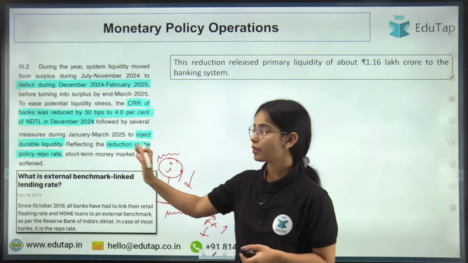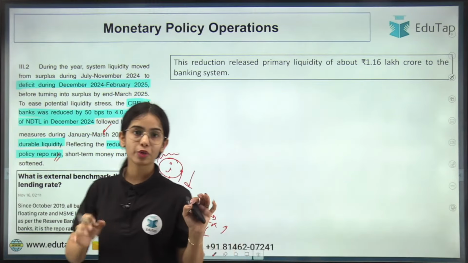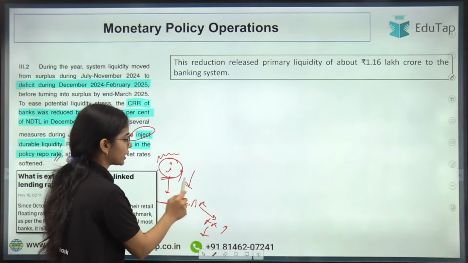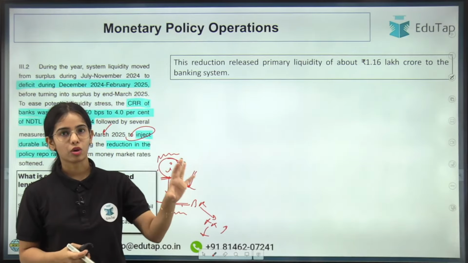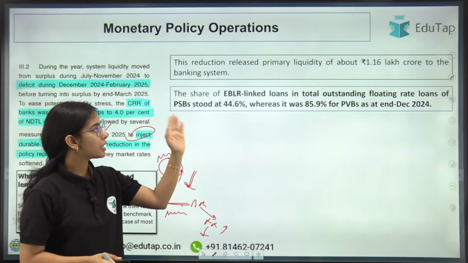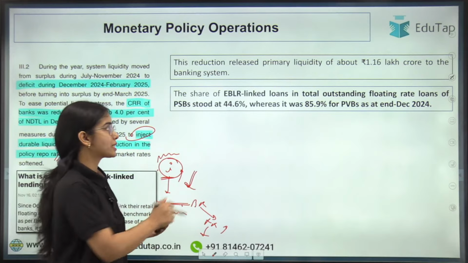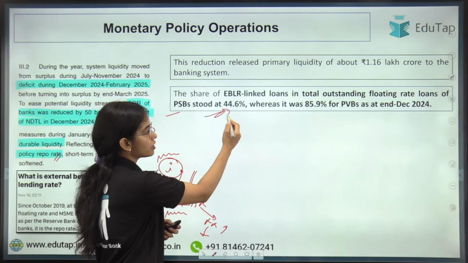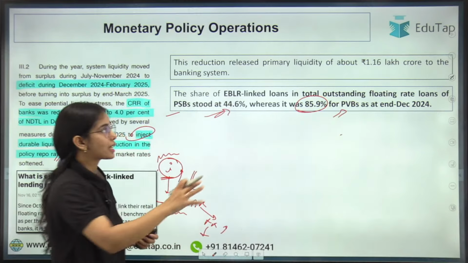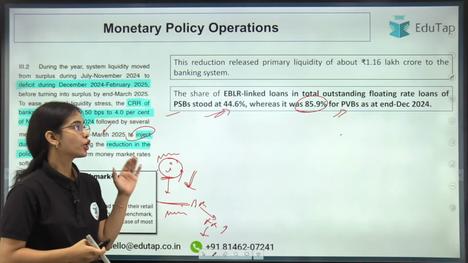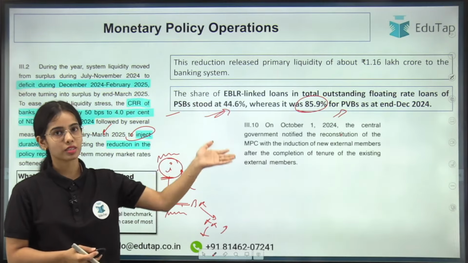So the repo rate was decreased in February 2025. This decreased the interest rate in the economy, further boosting the money in the economy. The share of EBLR linked loans in total outstanding floating rate loans of the public sector banks stood at 44.6%, whereas it was 85.9% for the private sector banks. So you can understand that more and more loans are getting linked to the external benchmark linked rate, that is mostly the repo rate.